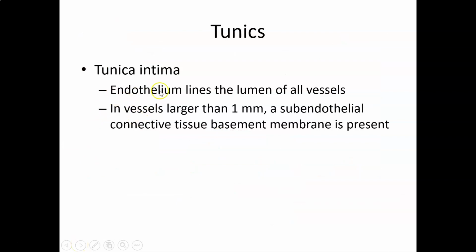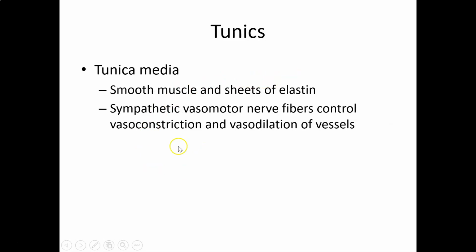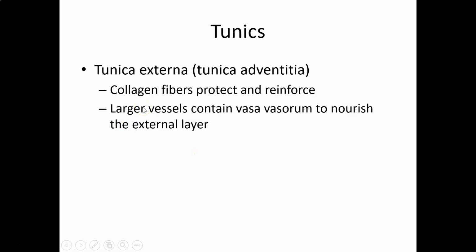So the tunica intima is the endothelium that lines all the blood vessels. The tunica media, smooth muscles, some elastic fibers. The tunica externa, the outer collagen layer. Bigger blood vessels actually have something called the vasa vasorum, which is the blood vessel for the blood vessel. And you can see that in that prior drawing, where those blood vessels are in that tunica externa to take care of those tissues.